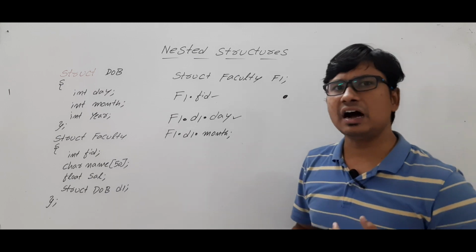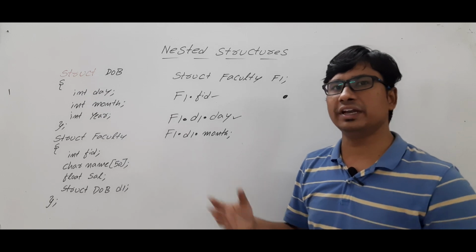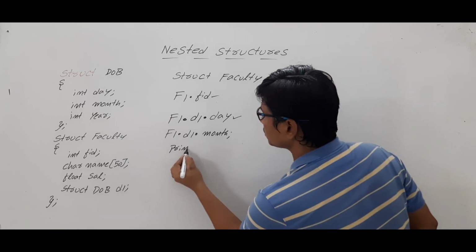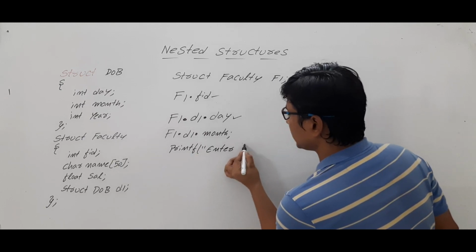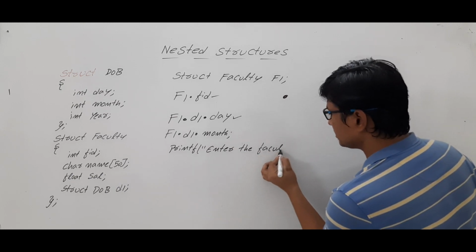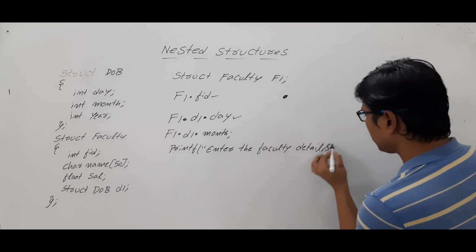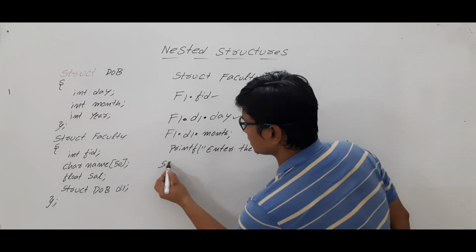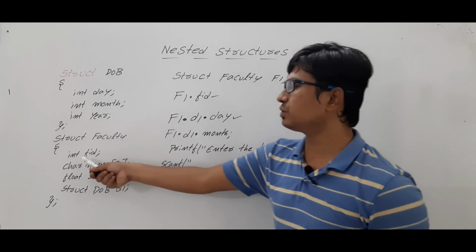Now, how can I ask the user to enter the faculty, date of birth, everything, and how can I store them? It is very simple. You can ask the user to enter the faculty details, which consist of his salary, everything. Okay. Then you can use the scanf function. Okay, is it clear? You want to store his ID.